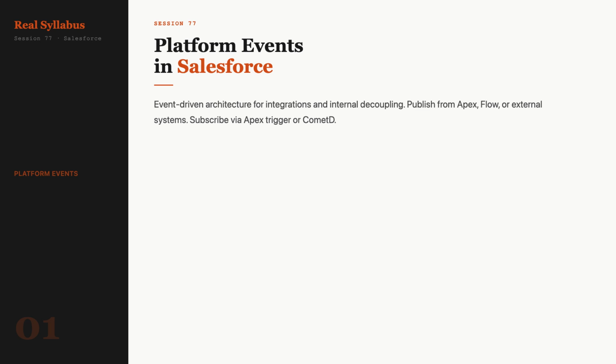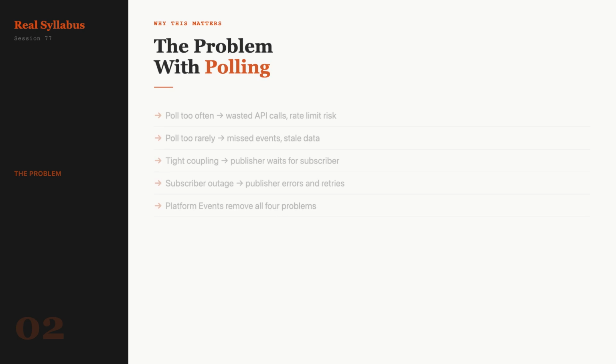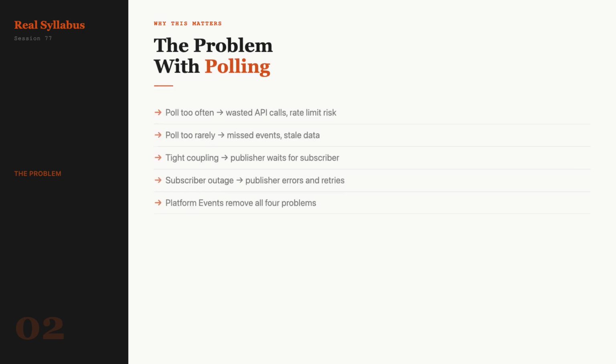Polling integrations have two failure modes. Polling too frequently wastes API calls, polling too infrequently misses events. Both also create tight coupling. The publisher waits for the subscriber to respond, and subscriber failures become publisher failures. Platform events remove all three problems.